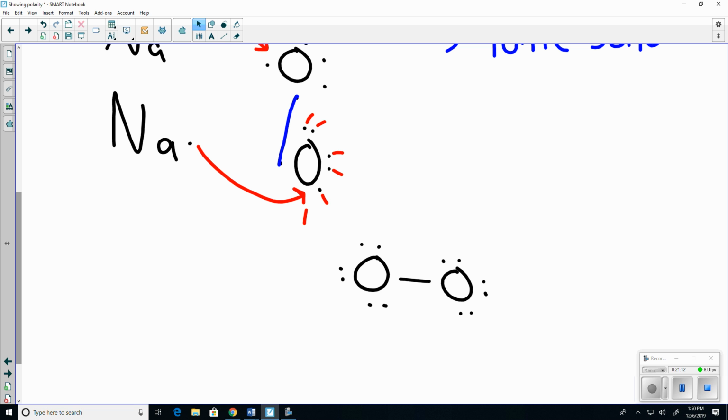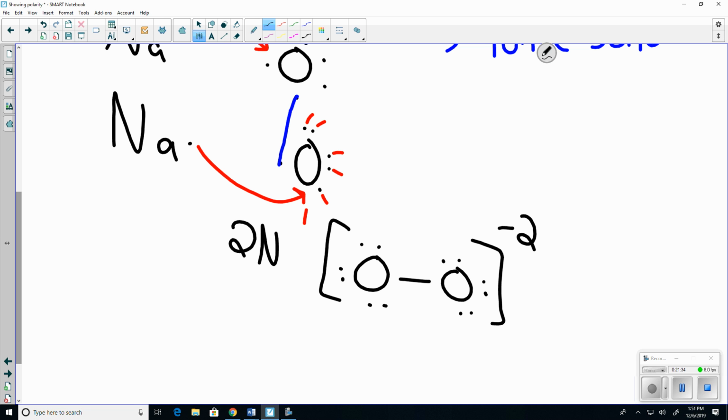How many electrons total did these two O's gain? 2, right? This is a -2 charge. That's why peroxide is a -2 charge. In order to be stable at the octet, it had to gain 2 electrons. Now, let's not forget that we have 2 Na pluses as well.